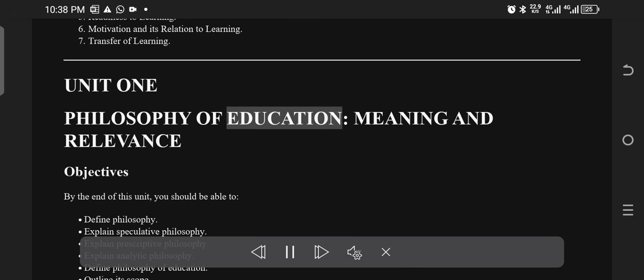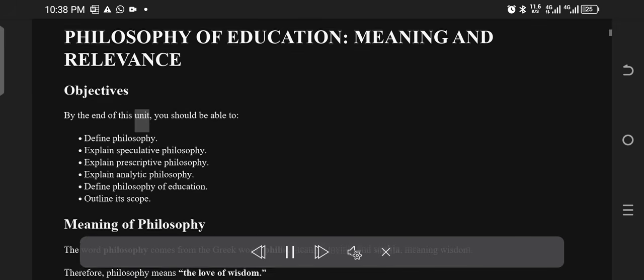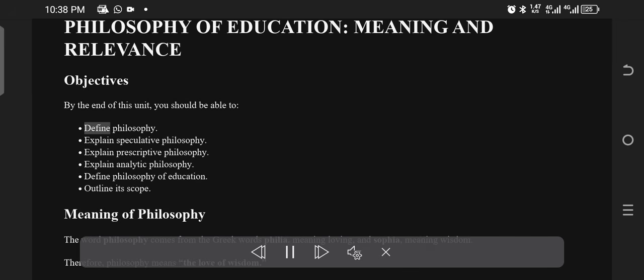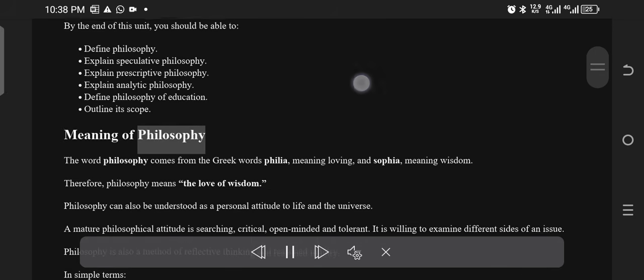Unit 1. Philosophy of Education, Meaning and Relevance. Objectives. By the end of this unit, you should be able to define philosophy. Explain speculative philosophy. Explain prescriptive philosophy. Explain analytic philosophy. Define philosophy of education. Outline its scope.